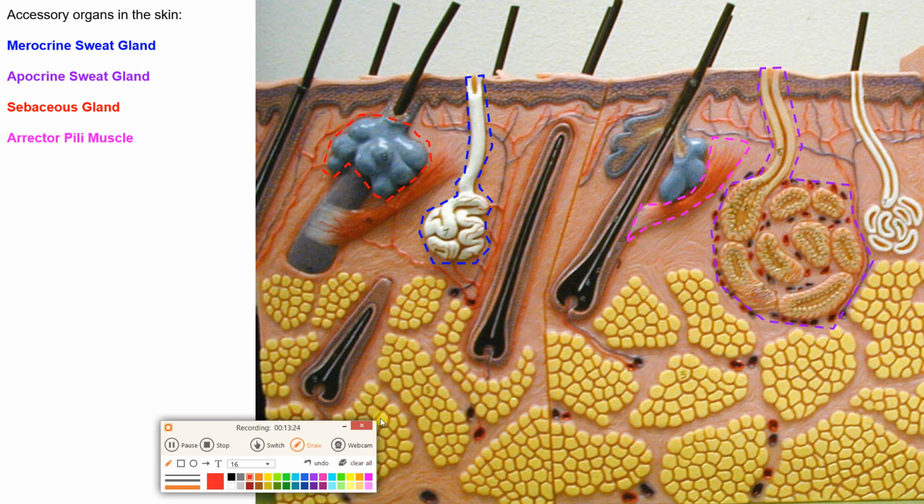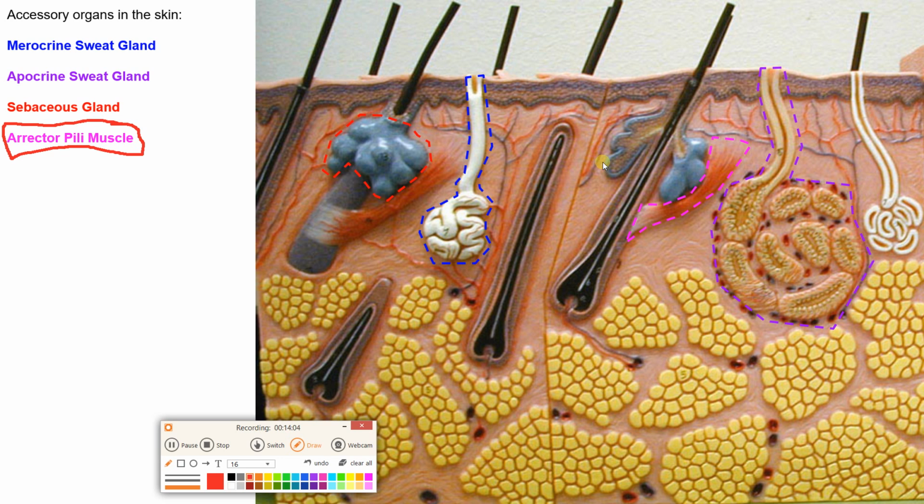Now, the last accessory structure we can see here is this muscle attached to a hair follicle. It's a little strip of smooth muscle. Smooth muscle meaning you don't control it. It is called an arrector pili muscle. Arrector means straightener of the hair. And arrector pili muscles are responsible for goosebumps. So when you're scared or when you're cold, this muscle contracts, primarily because you're turning on this thing called your fight or flight system, your sympathetic nervous system. And when these arrector pili muscles contract, the hair straightens out.